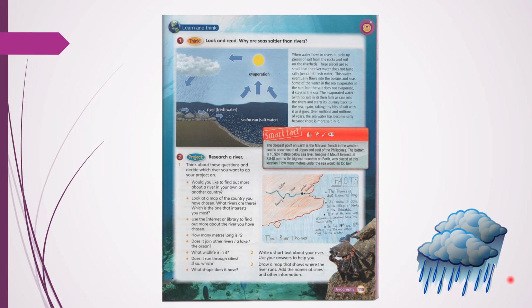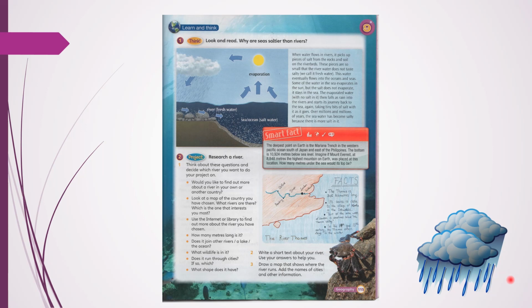Now, there you have the smart fact, which says the deepest point on Earth is the Mariana Trench in the western Pacific Ocean, south of Japan and east of the Philippines. The bottom is 10,924 meters below sea level. Imagine if Mount Everest at 8,848 meters, the highest mountain on Earth, was placed at this location. How many meters under the sea would its top be?